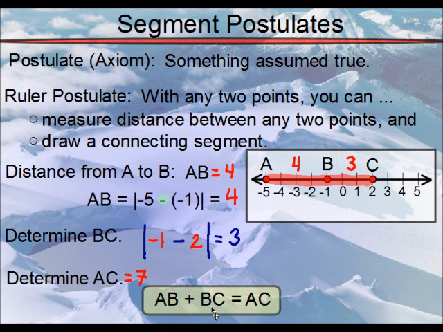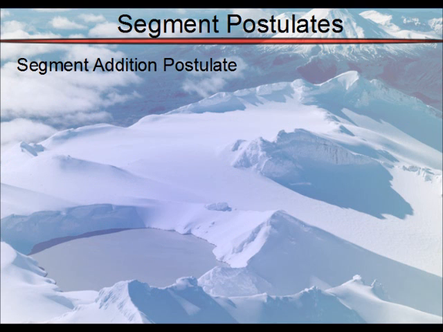If you take AB and you add it to BC, you'll always get AC, assuming that they're in a straight line. And that brings us to our next postulate, the segment addition postulate. The segment addition postulate simply means this. You've got 3 points, A, B, and C, and they're all collinear, meaning that you could draw one line, or segment, through them. As long as they're collinear and in a straight line, then you can take AB, add it to BC, and get the whole thing, A to C.